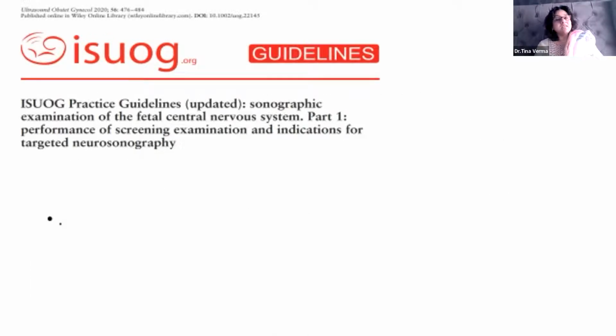Now, these are the International Society of Ultrasound in Obstetrics and Gynecology guidelines. This is one of the pioneer journals in fetal medicine, with an impact factor of more than 6. They have published the guidelines on CNS examination in 2 parts, part 1 and part 2, and this was released in 2020. What do they say?